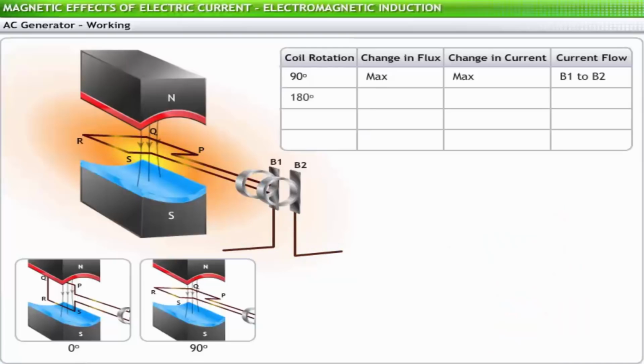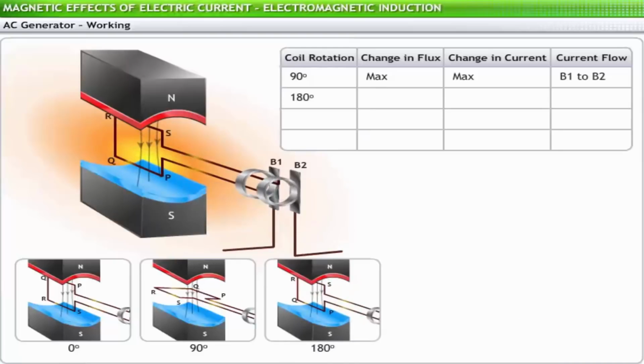On rotating further by 90 degrees, the coil becomes vertical again. But now PQ is at the bottom and RS is at the top. The change in flux with respect to the initial position is 0. Hence, the current falls from its maximum in the same direction and becomes 0.